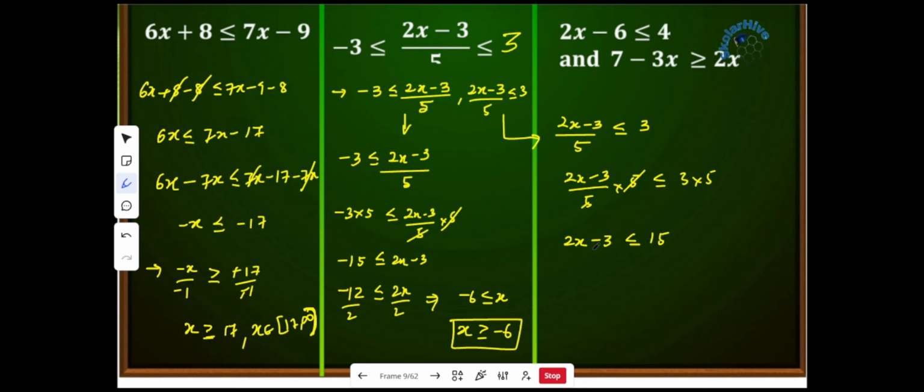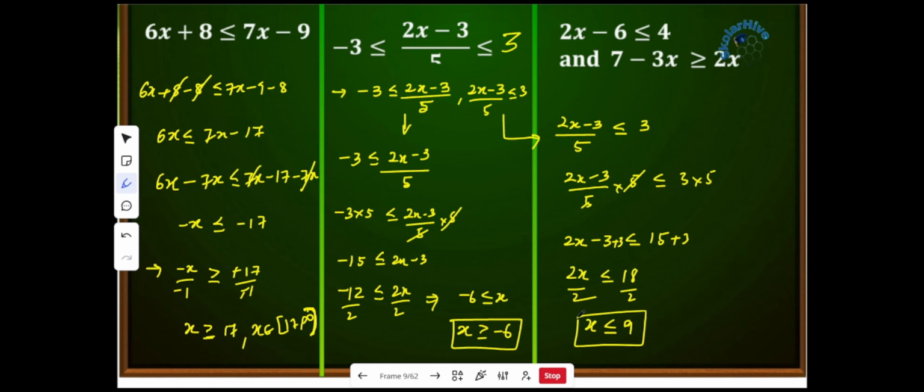Here we want to eliminate 3, so we need to add 3 here as well as here, which means we'll have 2x less than or equal to 18. We added 3, which means minus 3 plus 3 is 0 and 15 plus 3 is 18. Now to eliminate this 2, we have to divide both sides by 2. As both are positive, there is no change in the inequality, so this will give us the value of x to be less than or equal to 9.